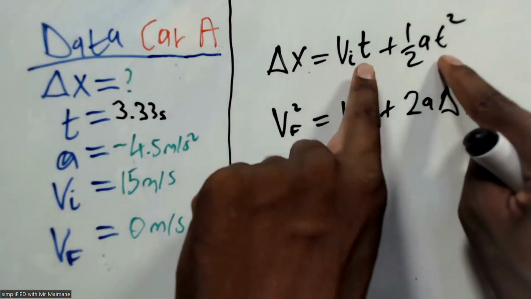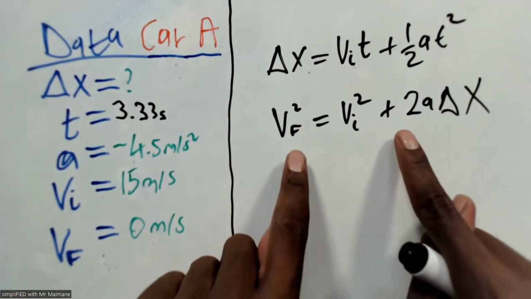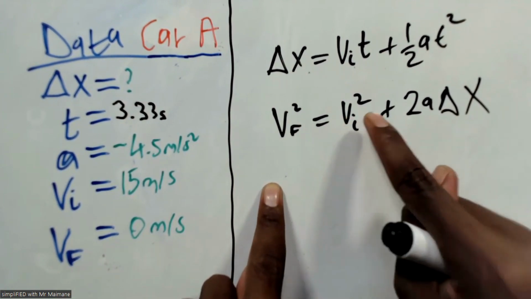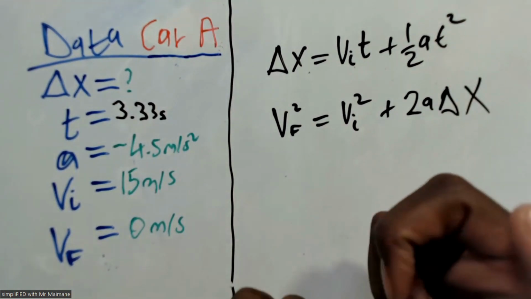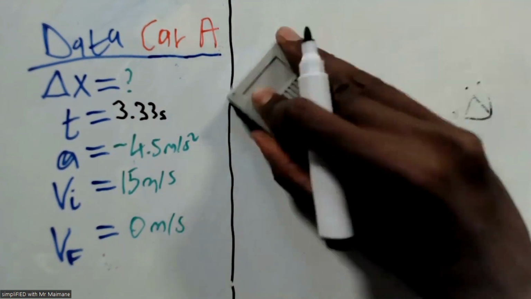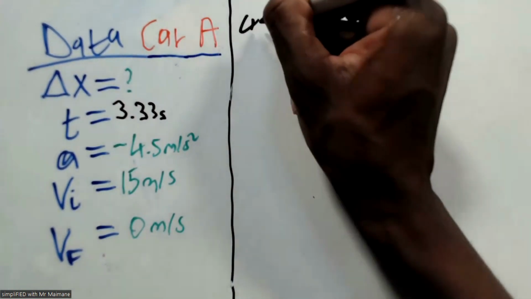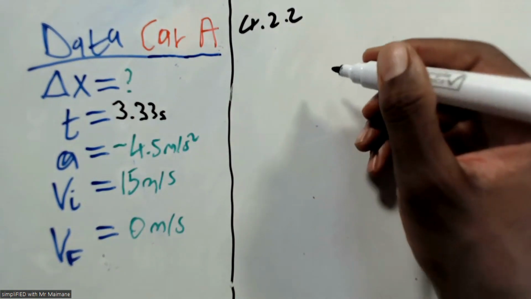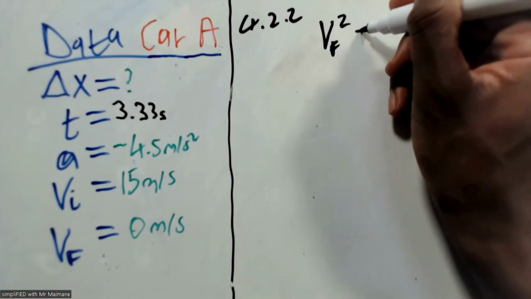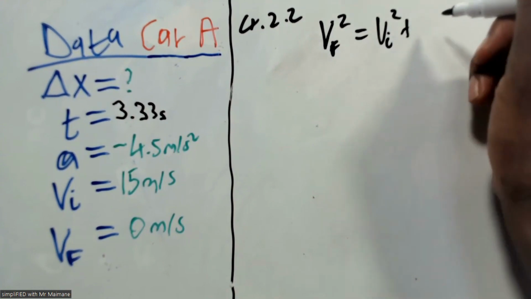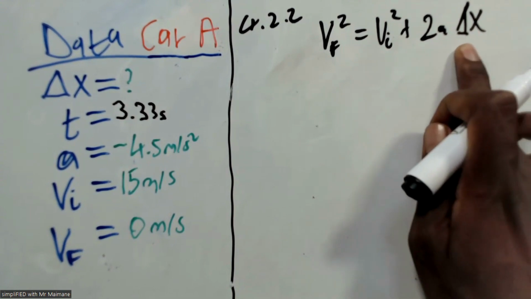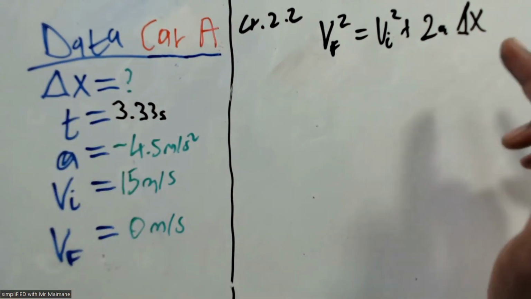But just because I want to avoid using my previous answer, if I use this one, I can also get the distance because I have the final velocity, I have the initial velocity, I also have the acceleration. So my choice of equation for 4.2.2 is going to be this. So I think it's wiser to show that for 4.2.2 we have VF squared is equal to VI squared plus 2A change in X.